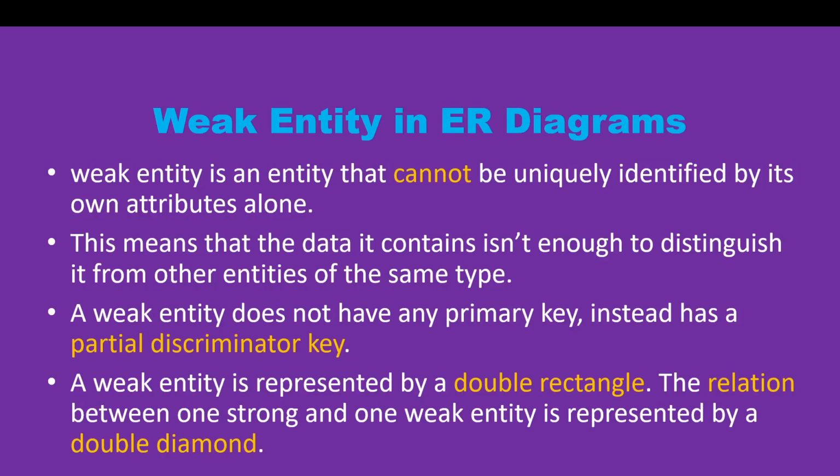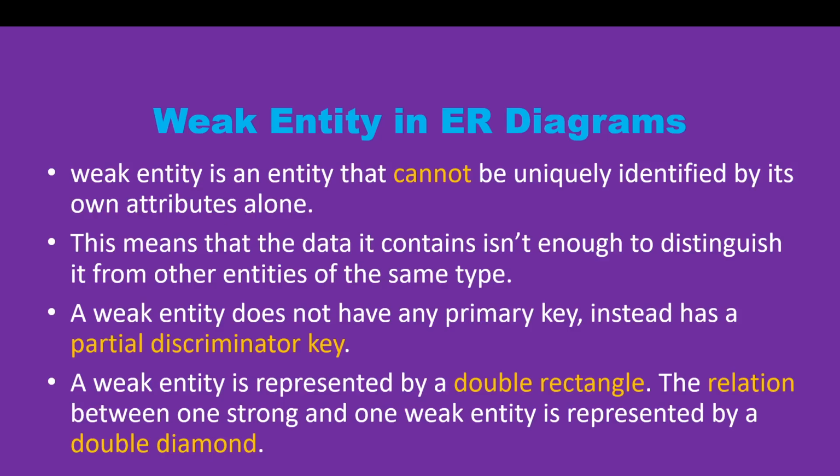A weak entity is an entity that cannot be uniquely identified by its own attributes. Suppose we take an example of an entity like dependent. This means the data it contains is not enough to distinguish each instance of the entity, and a weak entity does not have a primary key. Instead, it has a partial key, which is called a discriminator.